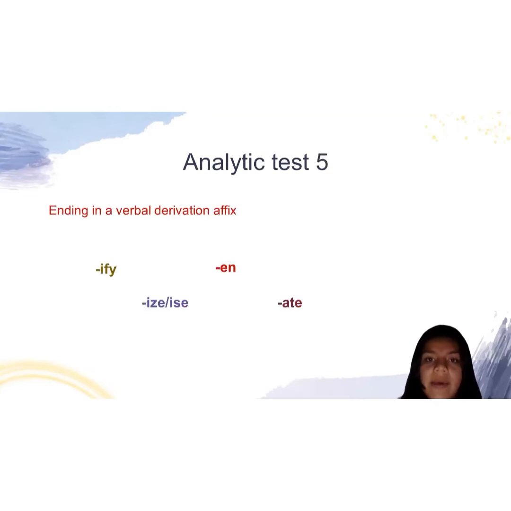Analytic test 5. A word may be a verb if it actually ends in a verbal derivation affix. For example, ify, for example, magnify, ize or ise, for example, advertise, en, for example, lighten, ate, for example, participate.